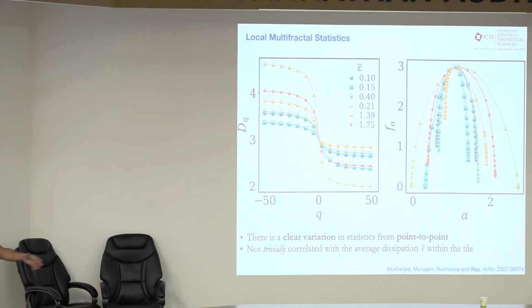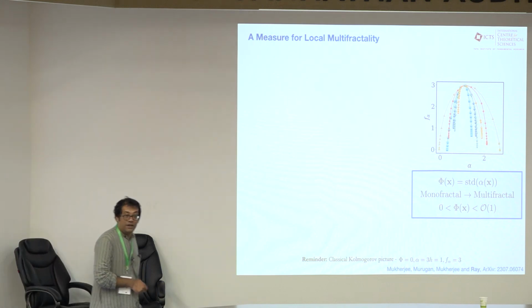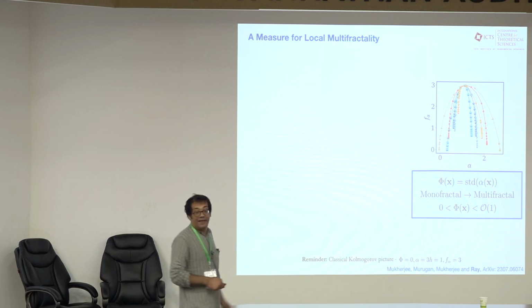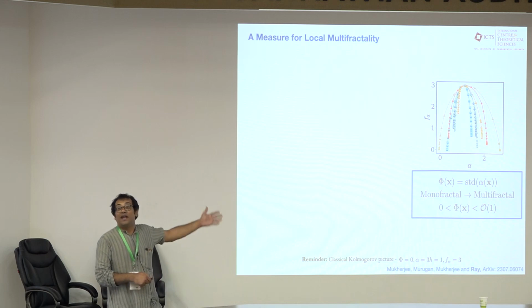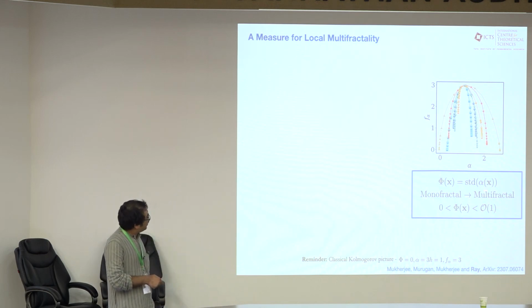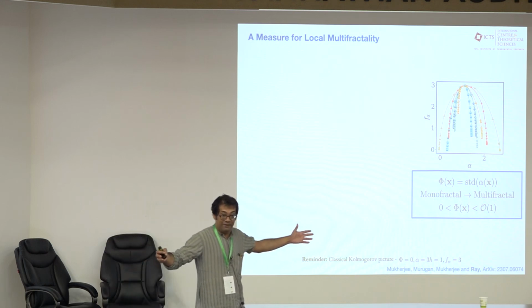So different tiles are showing up different things. Then one had to eventually come up with a measure of multifractality, and the measure that we choose, and this is really ad hoc, because after all the singularity spectrum is not a PDF, is that we are going to define the standard deviation on alpha.